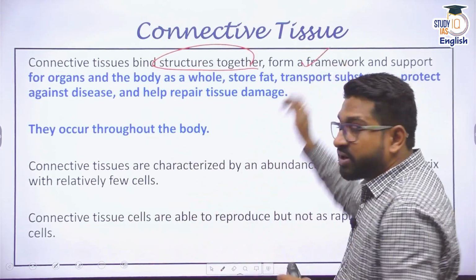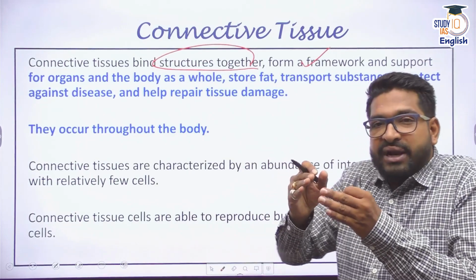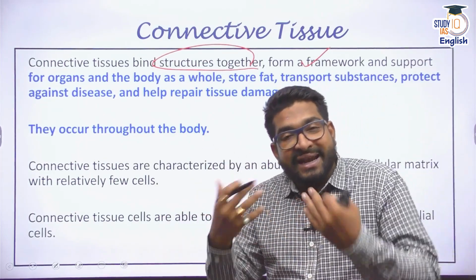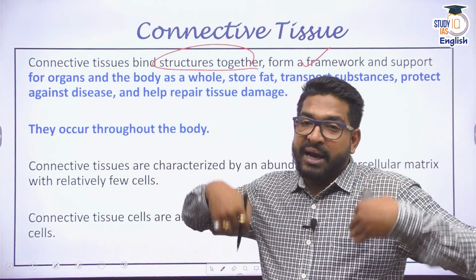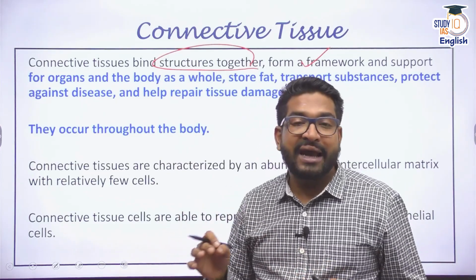They also form the framework. My bones are nothing but my framework. So I have to connect bone to muscle, so I need another kind of connecting tissue. In my entire body, I need some sort of transport of oxygen and carbon dioxide. For that, I need blood.